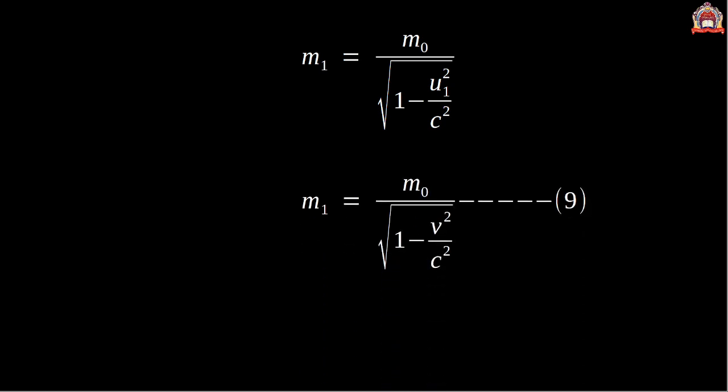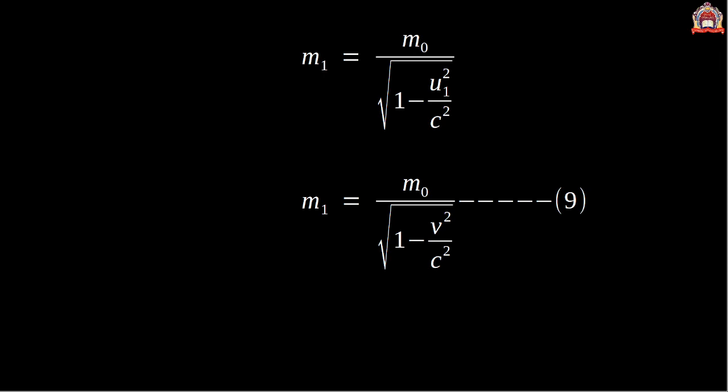In general, if m denotes the mass of a body when it is moving with a constant velocity v, then we can write m is equal to m0 divided by the square root of 1 minus v square by c square. This is the formula for the relativistic mass. If v tends to c, then m tends to infinity. That is, an object traveling at the speed of light would have infinite mass. Thus, the equation shows that no material particle can have velocity equal to or greater than the velocity of light.